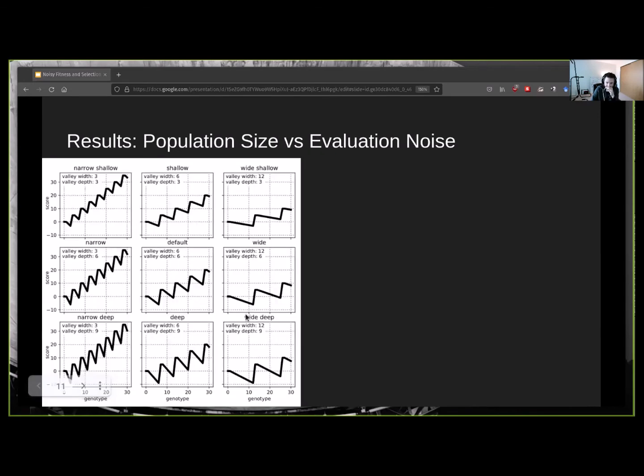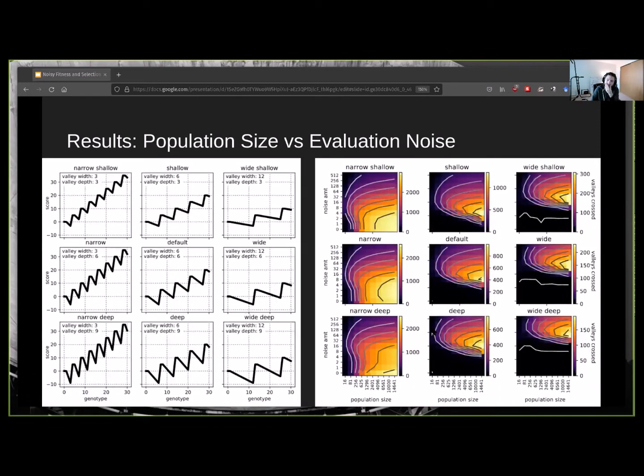And so let's just dive into what we find here. So we see that for very large populations, consistently across the different topologies, we find that that's the best population size to have. But for something like evaluation noise, we see that in certain cases, you can have too much noise.